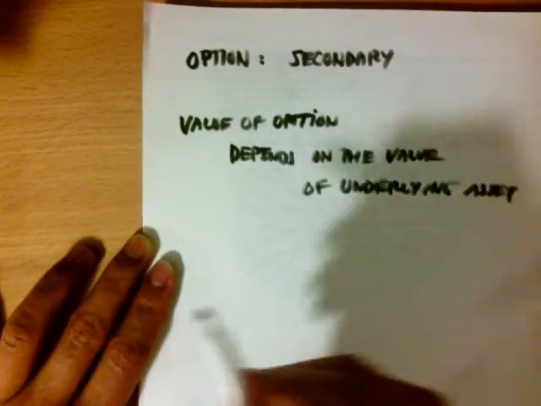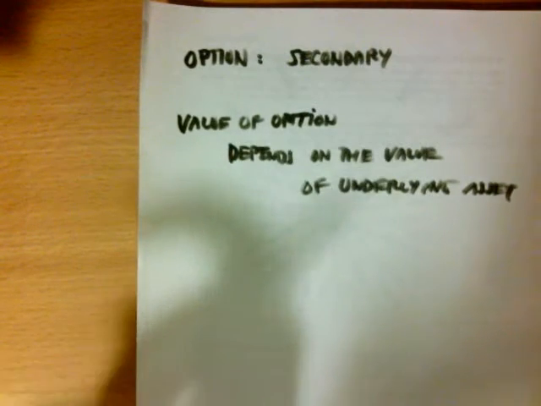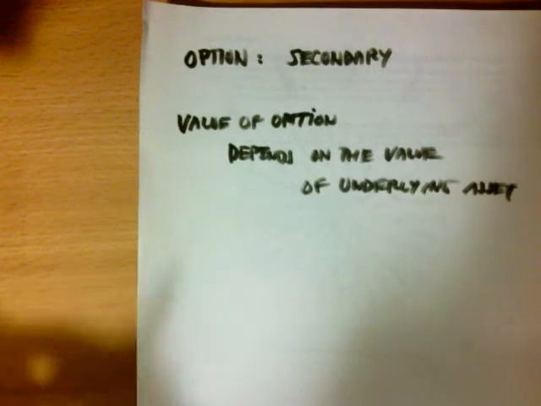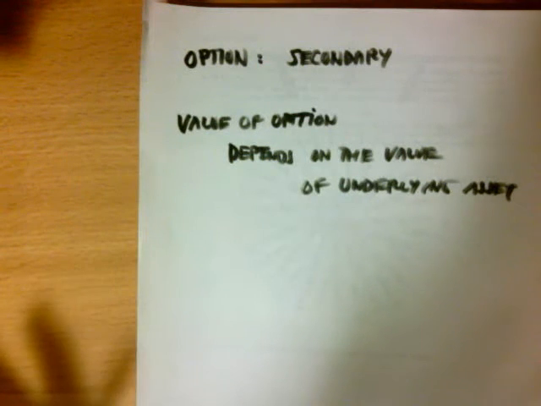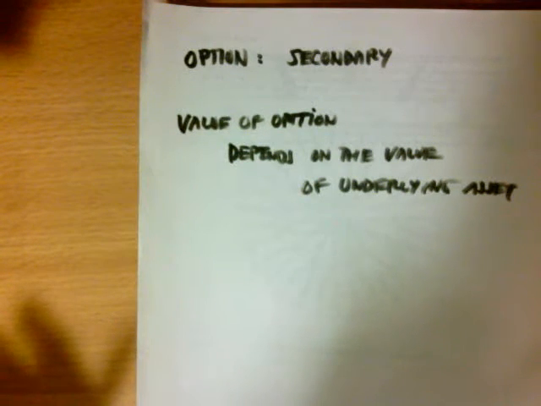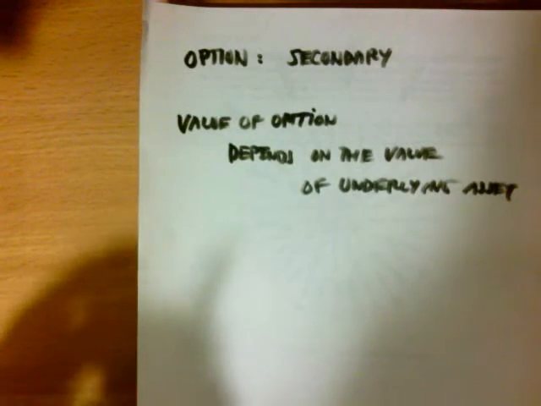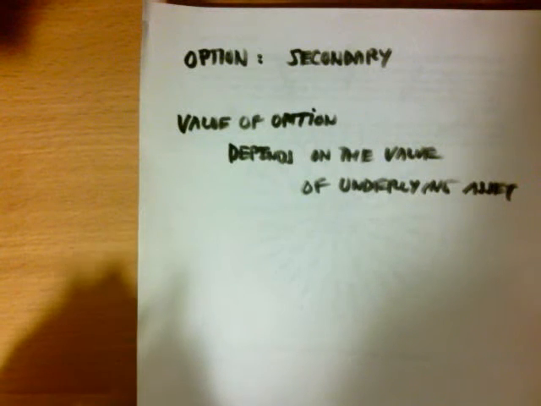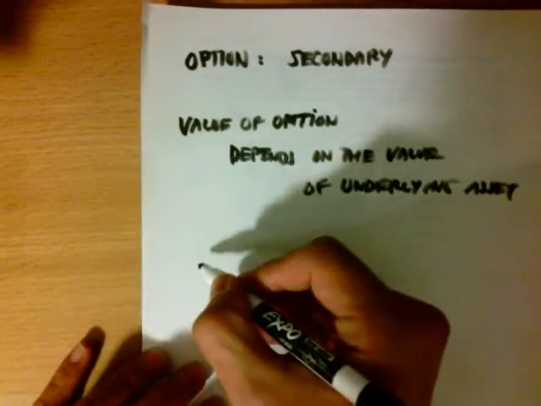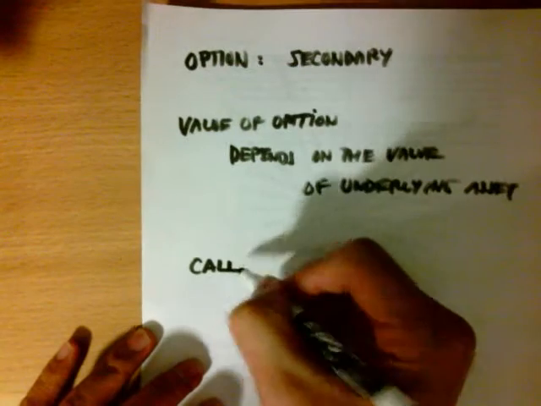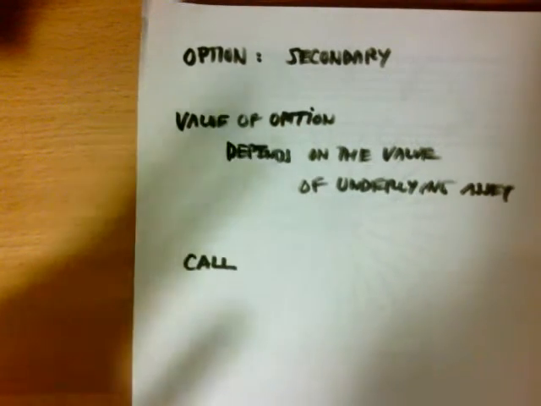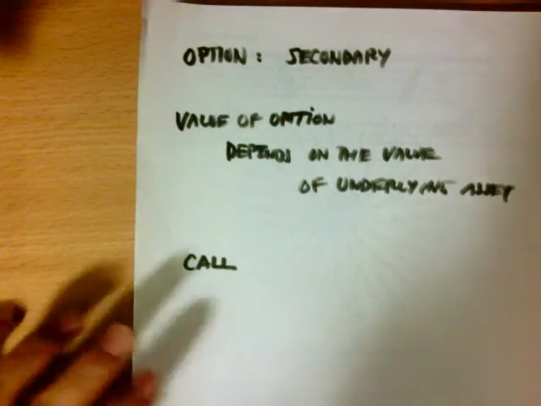Of course we have learned different kinds of assets, like the stocks, the bonds, or we can also talk about commodity. So in this case, let's say that we are going to use the stock option. So the option on the stock, the value of the option will depend on the value of the stock itself, the value of the underlying asset. For example, let's just use the call option. Remember, there are two types of options: call option and put option.